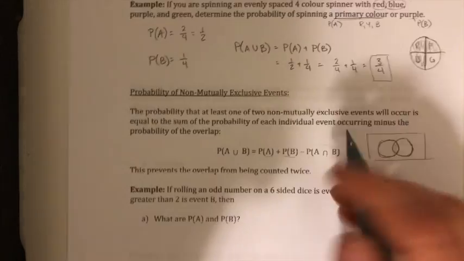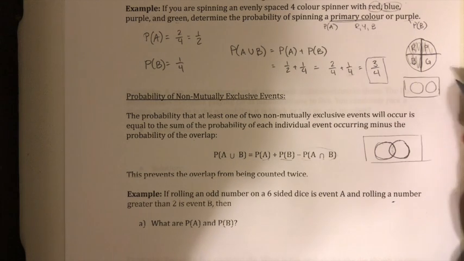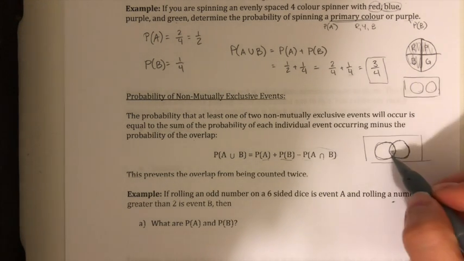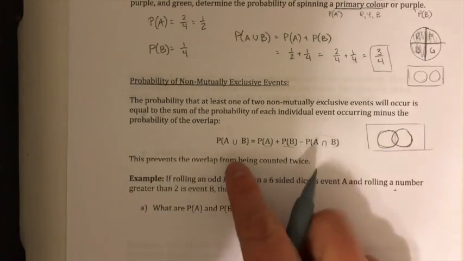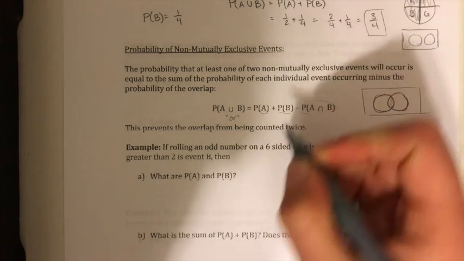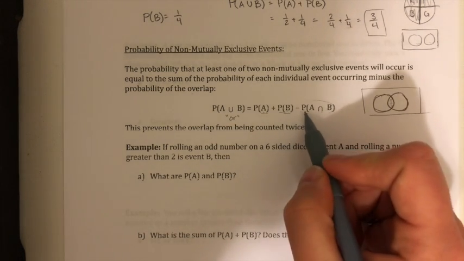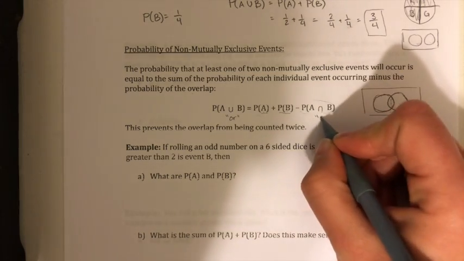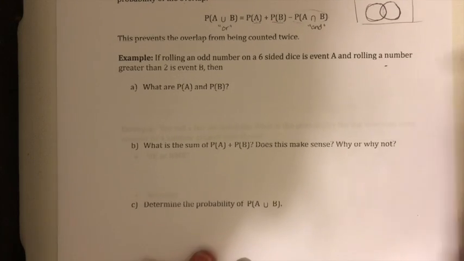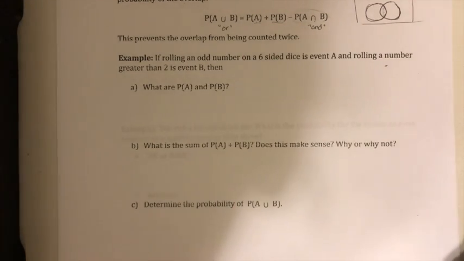So then we need to subtract the probability of those two things happening together, that intersect. Because if we think about the Venn diagram for that last example, those are two separate events. There's no overlap there, whereas with this one we have to subtract that overlap. So the probability of A or B is P(A) plus P(B) minus the probability of A and B. As I said, this prevents the overlap from being counted twice.